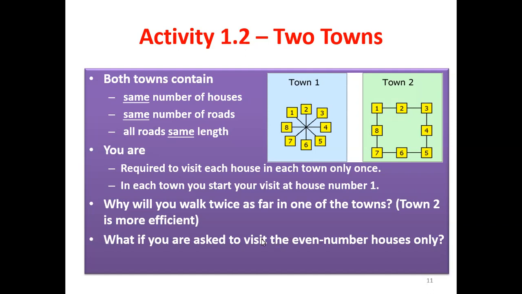Then another question says, what if you are asked to visit the even number houses only? Which one do you think is going to be efficient? Is it town one or town two? I'll leave this for you to answer. And what if you are asked to visit random houses only? Which is going to be efficient? Is it town one or town two?